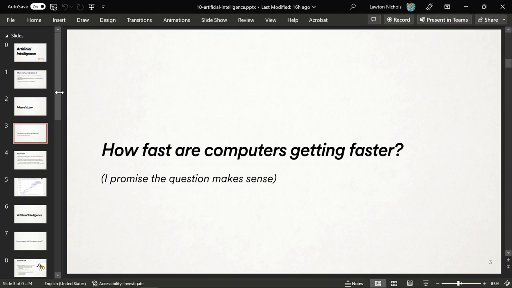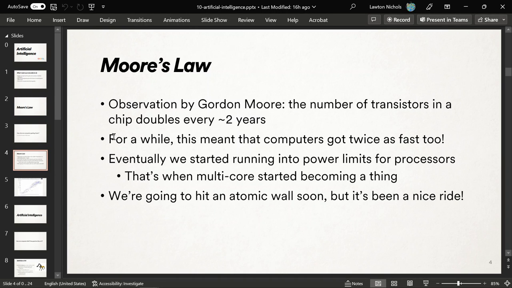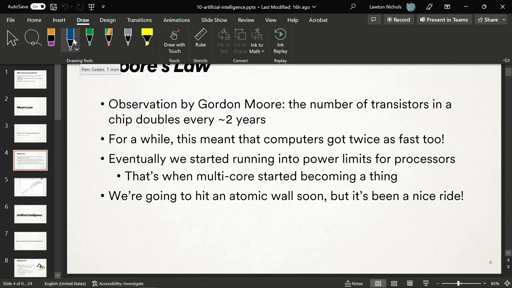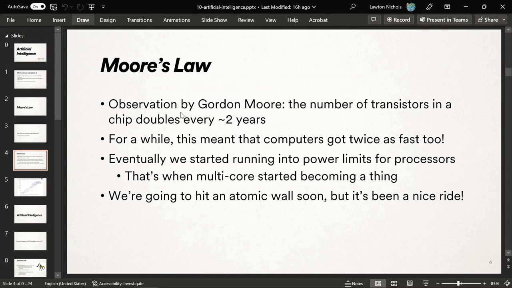If you haven't seen this before, it has to do with something called Moore's Law that you can look up. It's a great Wikipedia page about this. But here was an observation that a man named Gordon Moore noticed back in the 60s, I think. This man, by the way, if you haven't heard the name before, he was the co-founder of Intel, and I have a feeling you've heard of them before. So, what he noticed was, okay, the number of transistors in a chip that we make for a CPU, etc., they seem to double every 2 years.